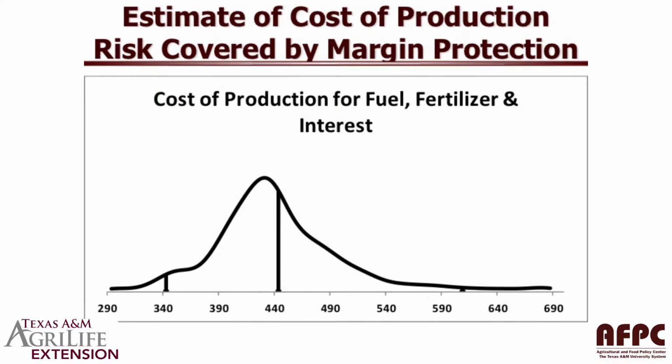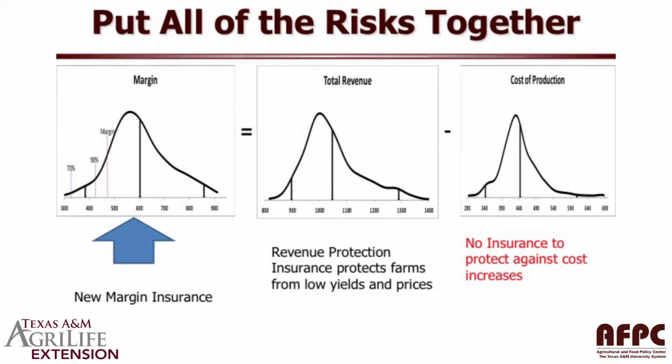This is the cost of production probability distribution, or the risk about fuel, fertilizer, and interest costs from year to year changes. So we see some change over time, and it could get really high. Remember the years when we had the very high fertilizer prices. That's what causes those. So this margin insurance that I'm going to analyze and talk to you about is the difference between total revenue probability risk and the cost of production risk. So it's this risk on the left-hand side of this chart showing the margin.